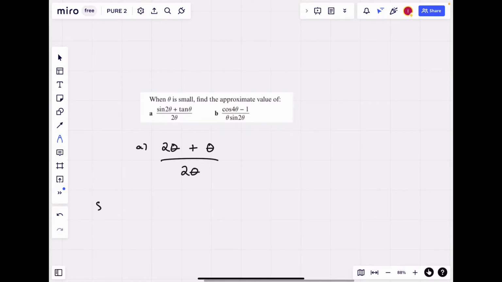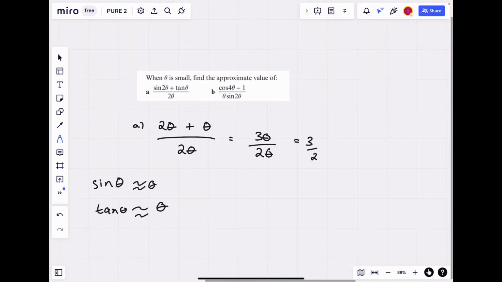So I've used this and I've used that. Now, simplify. 3 theta over 2 theta, so 3 over 2. That is the approximate value of that fraction. Easy. Can you try part B for me, please?